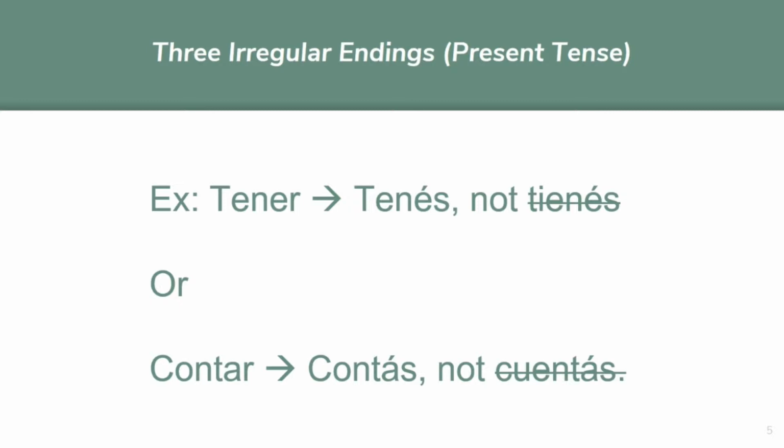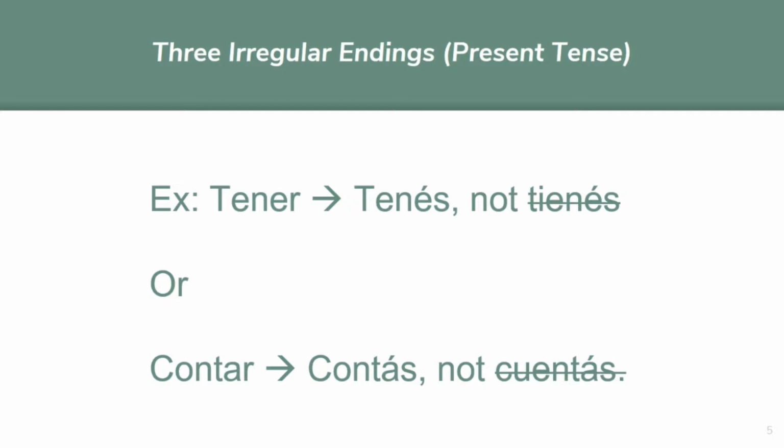And the same can be said with contar. So instead of changing it to cuentas, it's contás. Again, instead of doing cuentas, like cuenta, cuentas, all of that, it's contás. C-O-N-T-A with an accent mark, S. Oh, and just to be consistent, tenés is T-E-N-E with an accent mark, S.